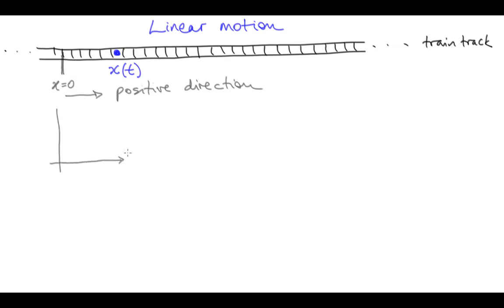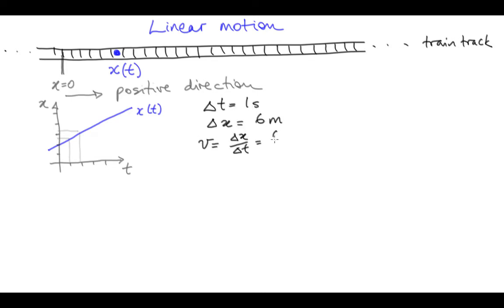Imagine I record the position of my train as a function of time, and when I plot this information it looks like a straight line. Let's suppose the time axis tick marks are 1 second each, and the x-axis tick marks are 10 meters. Then we can calculate how fast the train is going as delta x over delta t, and for example we get 6 meters per second.